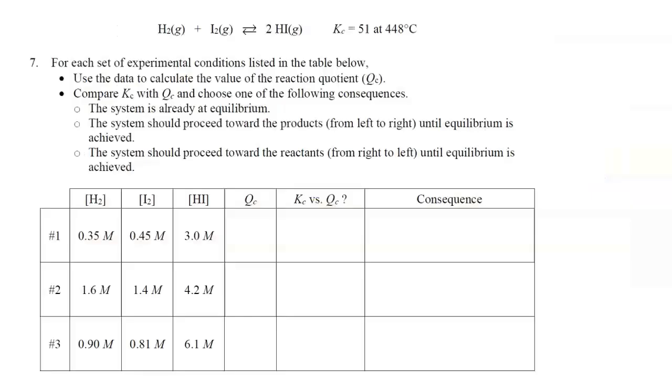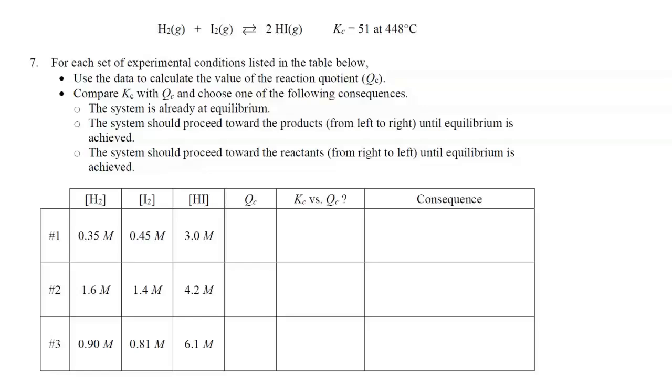All right, so question 7 is exactly that idea of comparing Q with K. So we have 3 scenarios, number 1, number 2, and number 3. For each set of experimental conditions listed in the table below, use the data to calculate the value of the reaction quotient, Qc. Now, we already know that the Kc for this reaction at this temperature is 51. So compare Kc with Qc and then choose one of the following consequences. The system is already at equilibrium, or the system should proceed toward the products from left to right until equilibrium is achieved, or the system should proceed toward the reactants from right to left until equilibrium is achieved.